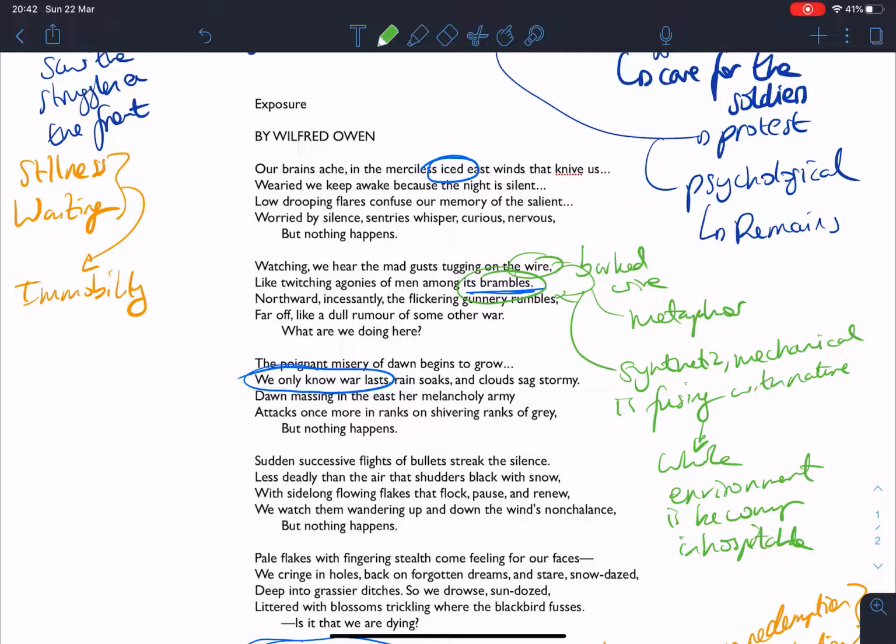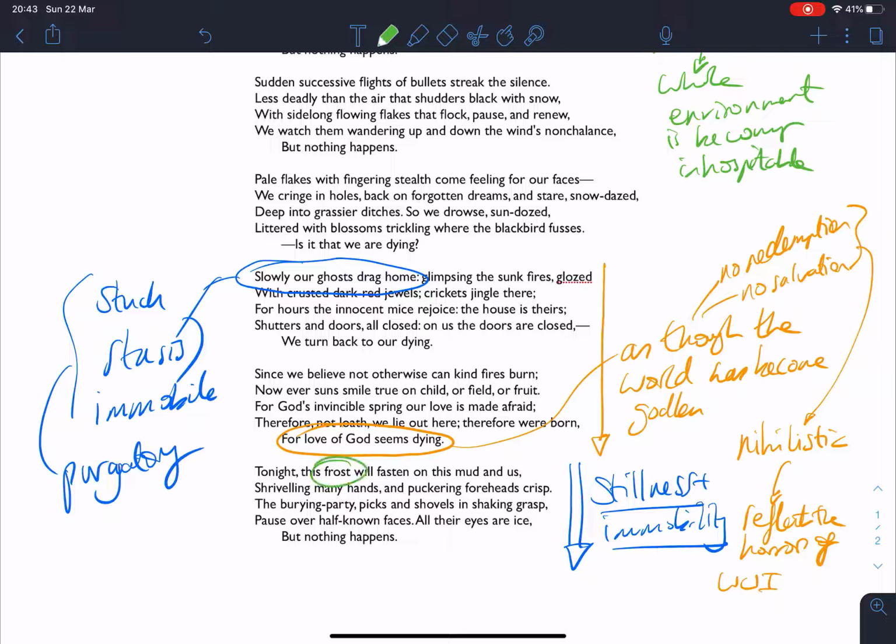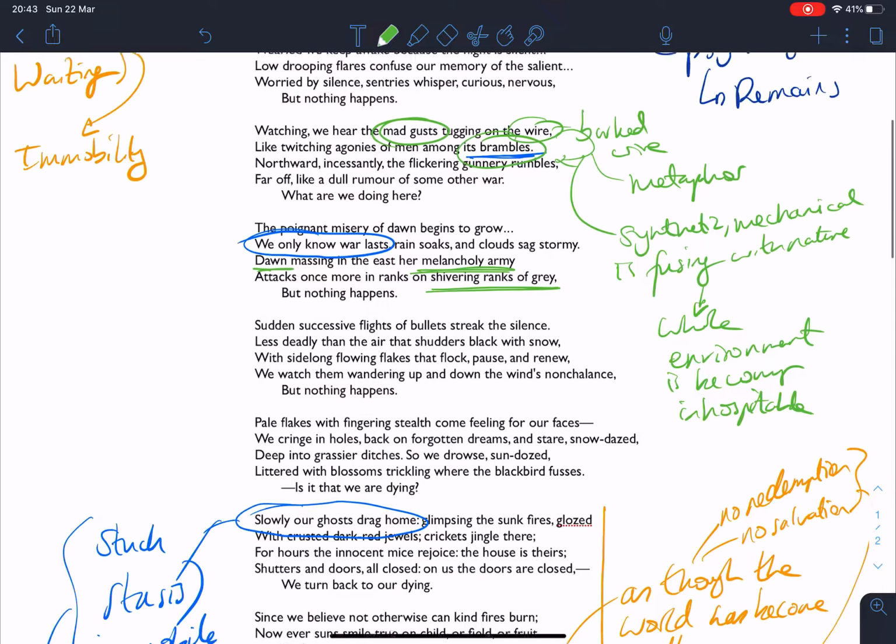And we can see that coming through and continuing. The gusts, the wind become mad. And at the same time, we see dawn as a melancholy army. And the rain, in my head, is referenced here in the shivering ranks of grey, as though it's constant. So the natural world is this constant presence, this limiting presence. And again, this comes through in the final parts of the poem, because the frost is this image of stillness, of pausing and hesitating and stopping and of immobility. And indeed, the eyes are left as ice. So again, the whole poem is about stasis. Everything stops, everyone is immobile. And in that sense, the natural world is preventing you from escaping.